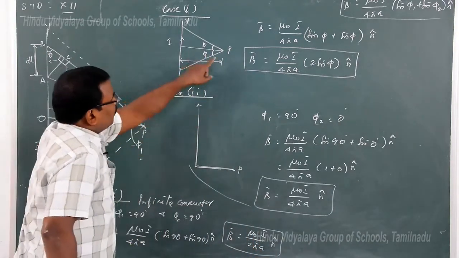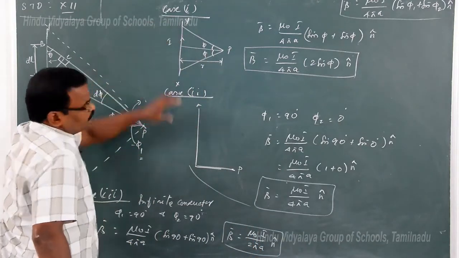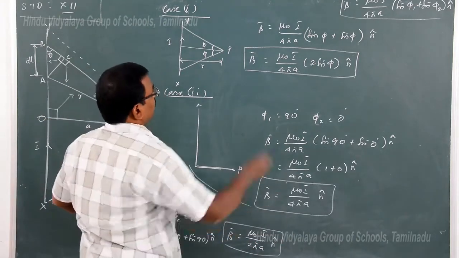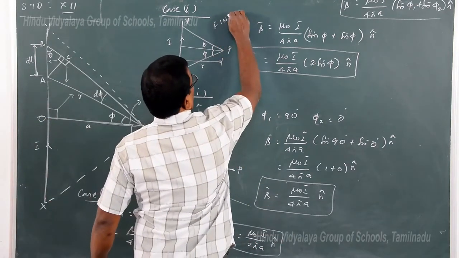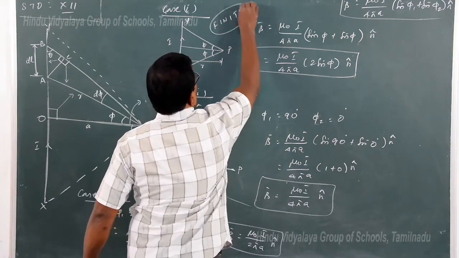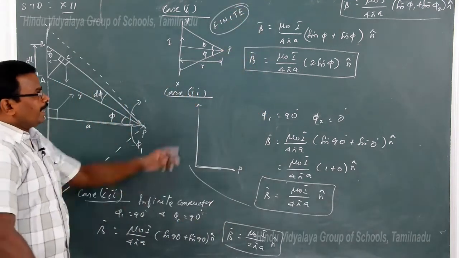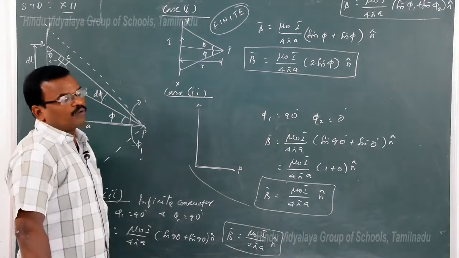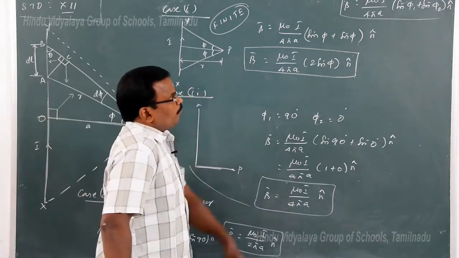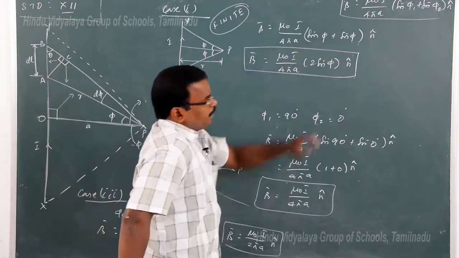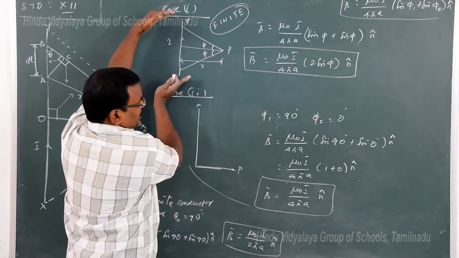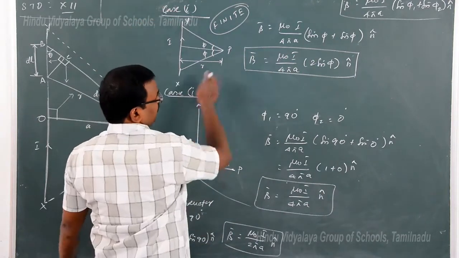How? Suppose the length of the conductor is finite, not infinite. If the conductor is of finite length, then the angle is not 90 degrees. The angle at both ends is phi. So instead of phi 1, phi 2 we may use the angle only phi. The distance, as usual, is what here? The distance is a.